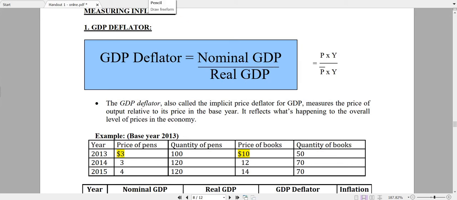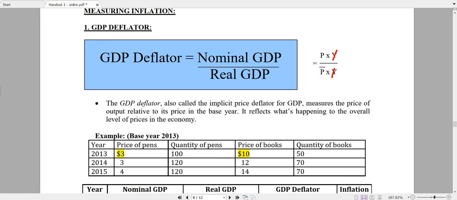So for example, if I want to calculate the GDP deflator for the year 2020, this will be the nominal GDP for the year 2020 divided by the real GDP for the year 2020. Now I have elaborated this formula a little more. Nominal GDP, we just saw that it's equal to current price times quantity. Real GDP is constant price times quantity. So you can see for yourself that Y and Y cancels out. So GDP deflator basically measures the price in the current year relative to the prices in the base year.